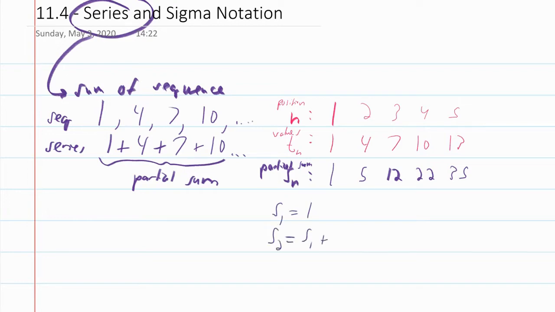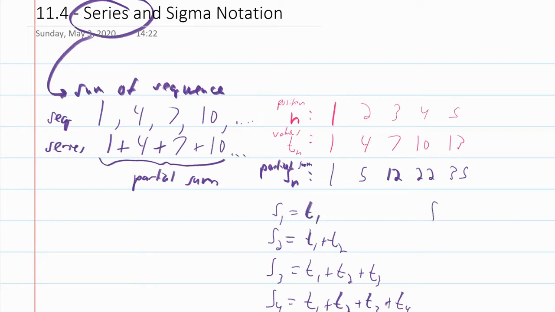So pretty much what we're saying here is that S sub 1 is 1, S sub 2 is T of 1 plus T of 2. S sub 3 is T of 1 plus T of 2 plus T of 3. S sub 4 is T of 1 plus T of 2 plus T of 3 plus T of 4, and so on. So the S's are the sequence of partial sums. I should just say S sub 1 is T of 1.